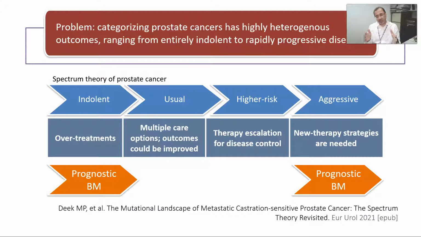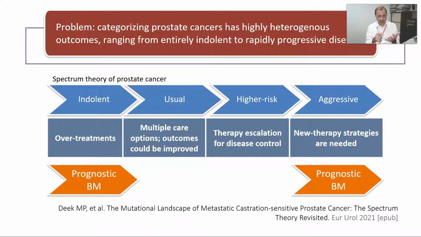And you've got the patients in the middle. These are the usual patients, or patients who are at slightly elevated risk. Now, when you have the usual patients, say intermediate risk prostate cancer, and there are multiple treatment options, what do you do?